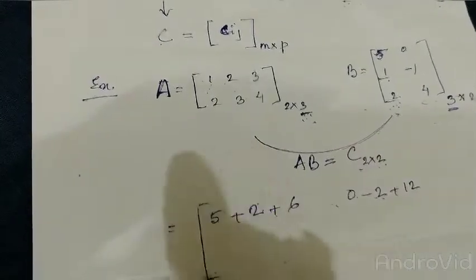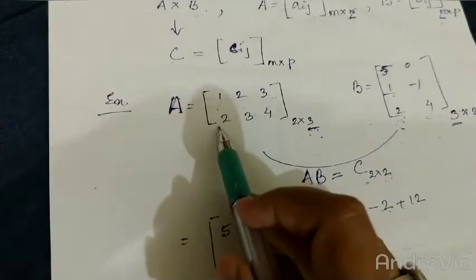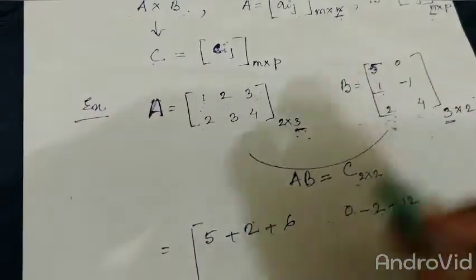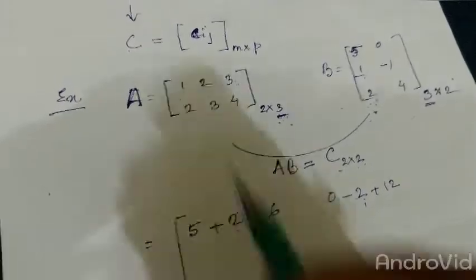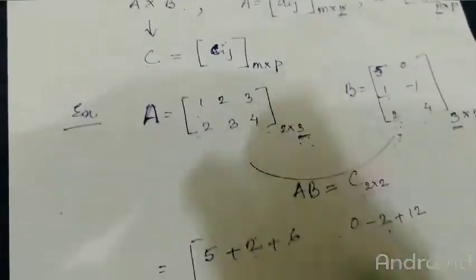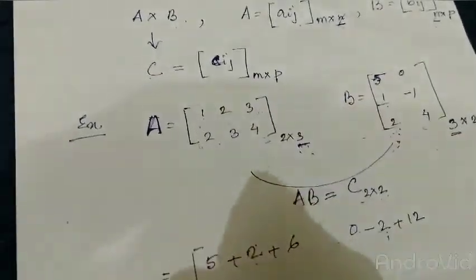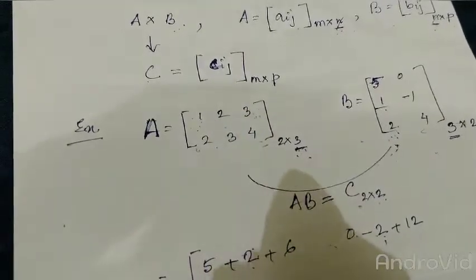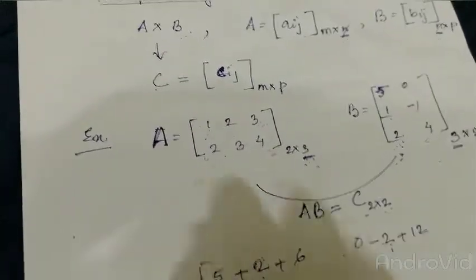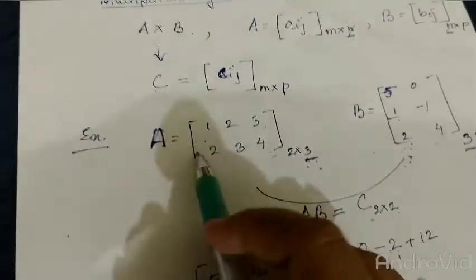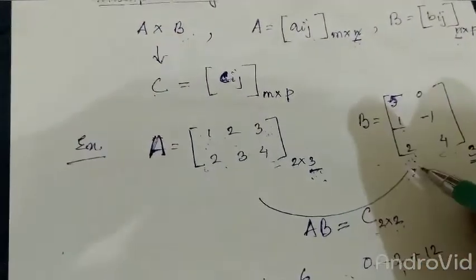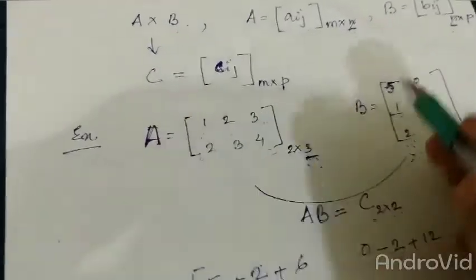Now to get the first element of the second row, what do we have to do? What we have done till now: first row, first column gives the first element; first row, second column gives the second element. To get this, we have to multiply the second row, first column. 2 fives are 10. 3 into 1 is plus 3. Plus 4 twos are 8. We get the first element of the second row. To get it, we multiply the second row of A with the first column of B.